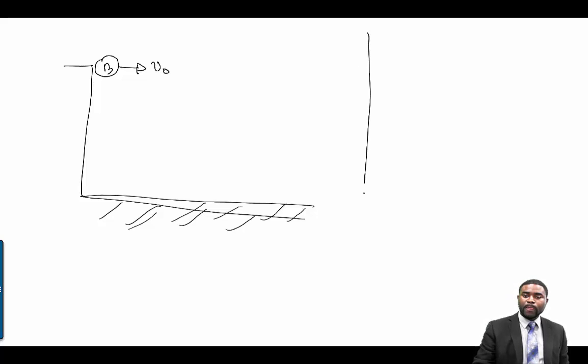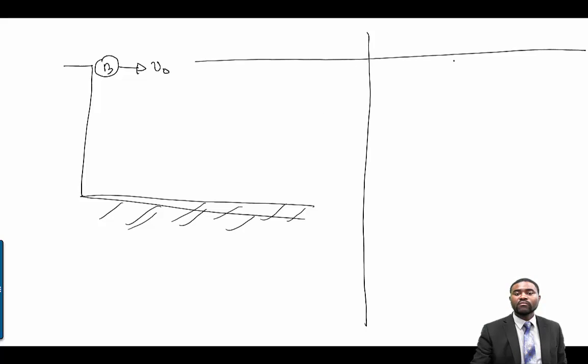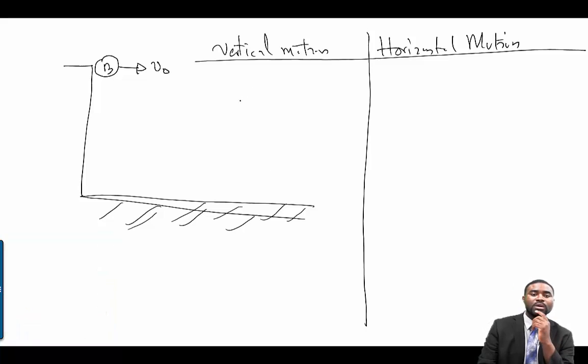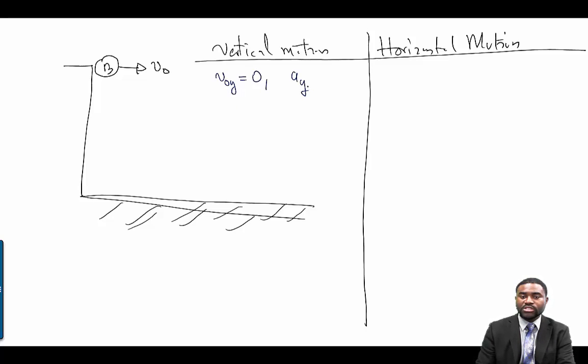I'm going to put here, this is a column. This is the vertical motion. And this is the horizontal motion. Now, in the vertical direction, the initial velocity V0y is zero. We know that the acceleration in this direction is negative g. In the horizontal direction, V0x is V naught. a_x is what? Zero. Who can explain why?